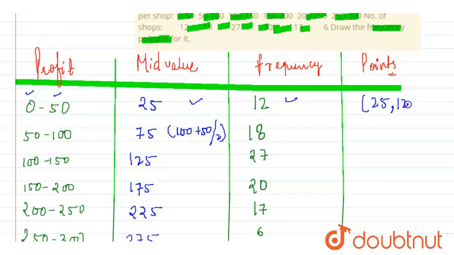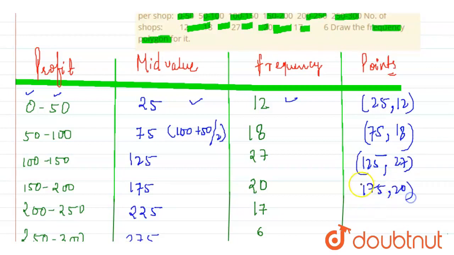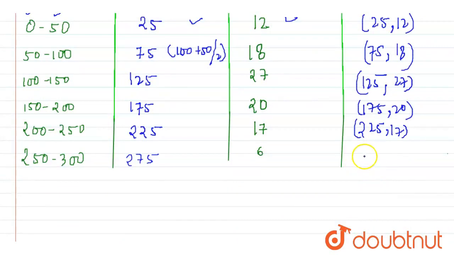That's 25 and 12. Similarly we have 75 and 18. Similarly we have 125 as x value and 27 as y value. Similarly we have 175 and 20, and at the last we have 225 and 17, and 275 and 6.